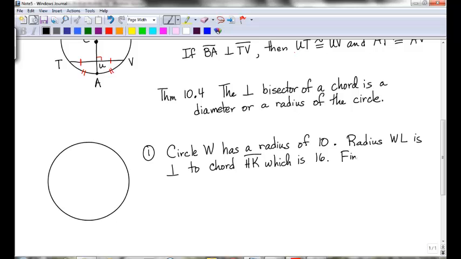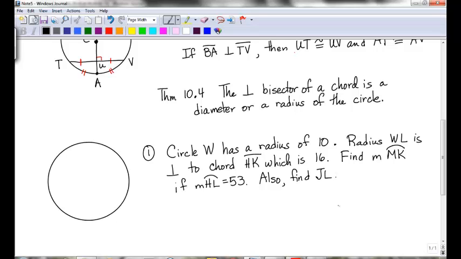Find the measure of arc MK if the measure of arc HL equals 53. Also, find JL.